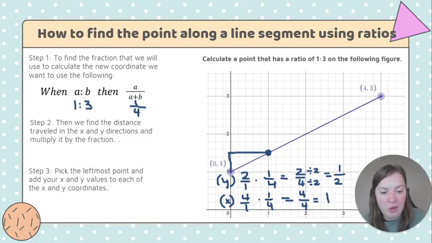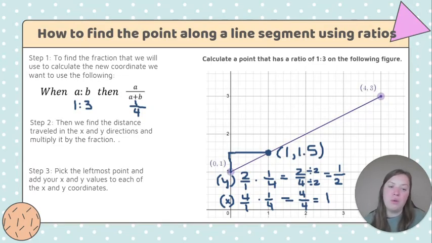Now we need to find the location of that point. So I'm going to go down to my x-axis and see where I cross. I cross at the value 1. And then I'm going to go to the left and see where I cross here. And I'm crossing at 1/2. So the location of this point is 1 and 1/2.